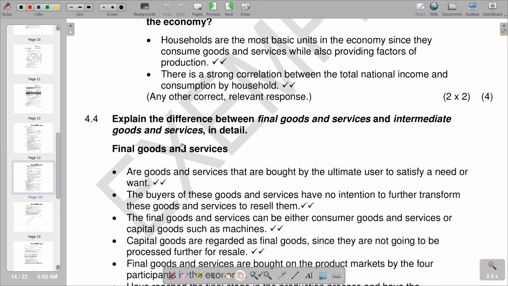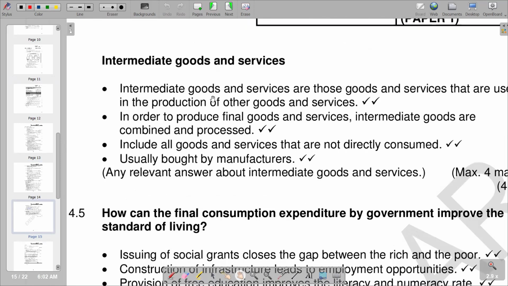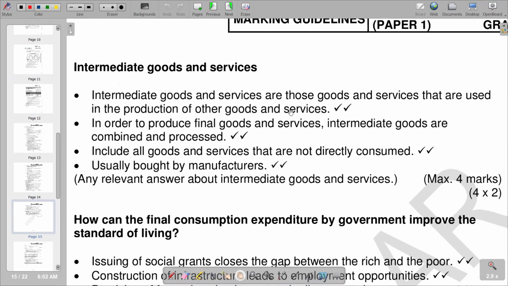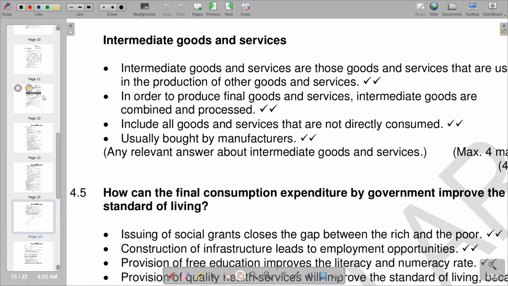We are saying on final goods and services, we have many descriptions, whereby they are goods and services that are bought by the ultimate user to satisfy a need or want, and the buyers of these goods and services have no intention to further transform them to resell. So final goods can never be further transformed. They are final. We have other descriptions in terms of final goods and services. But if you go to intermediate goods and services, they are those goods and services that are used in the production of other goods and services. In order to produce final goods and services, intermediate goods are combined and processed. So that's how we can come up with that differentiation.